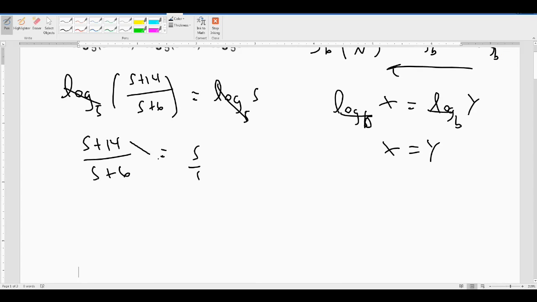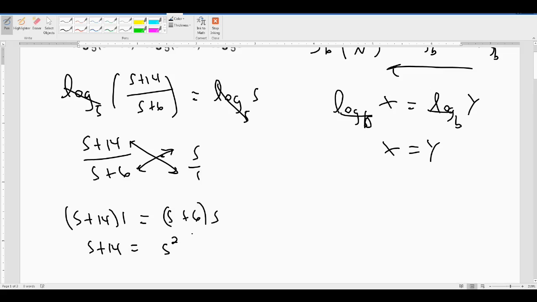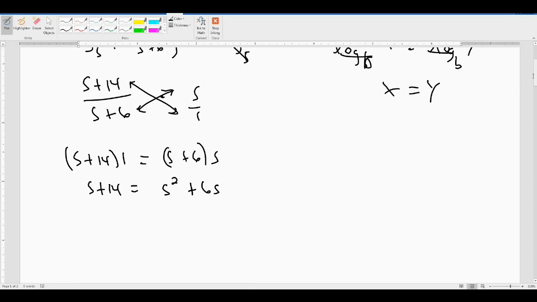I like to cross multiply, and that's what I'm going to do. Cross multiply. So we have s plus 14 times 1 equals s plus 6 times s. Now s plus 14 times 1 is just s plus 14, and then s times s is s squared, and 6 times s is 6s. Now since we have a square, that means I need to move everything over to the s squared side, so I have this equal to 0.